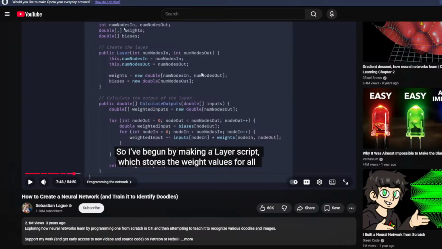Then you're calculating the output, which takes a double array for the inputs. And you're saying the weighted inputs equals a new double array of nodes out. For each node, starting at 0, you loop through all the nodes.